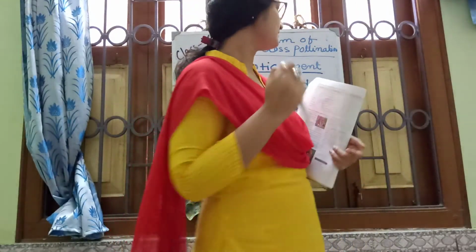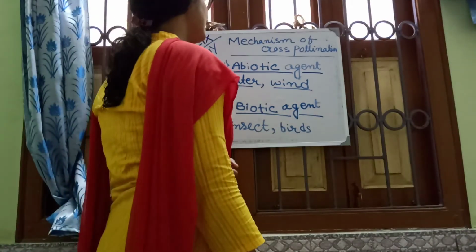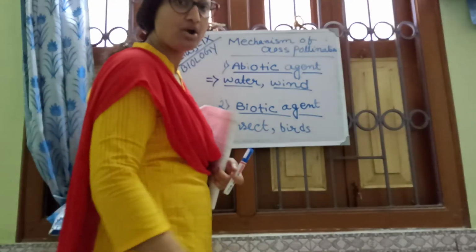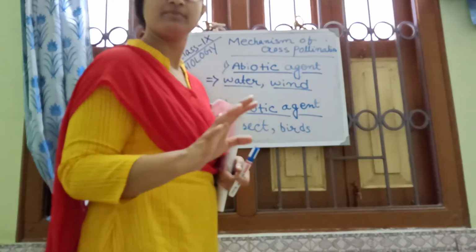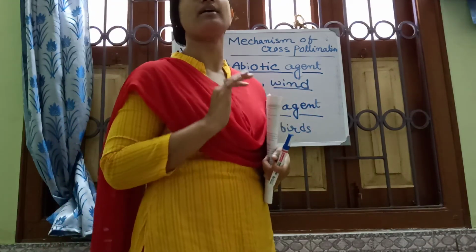So the mechanism of cross-pollination is completed. There are two types of agents, abiotic agents and biotic agents, and you only have to know their characteristic features. I hope it is clear. If you have any doubt, you can ask.